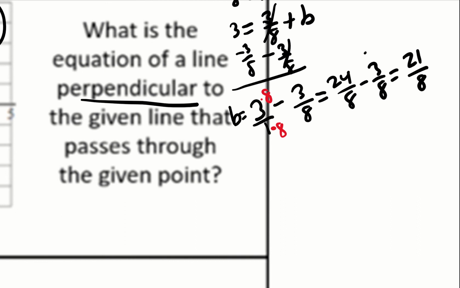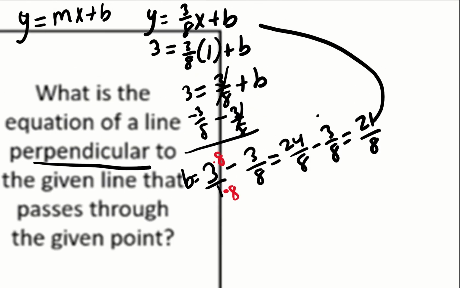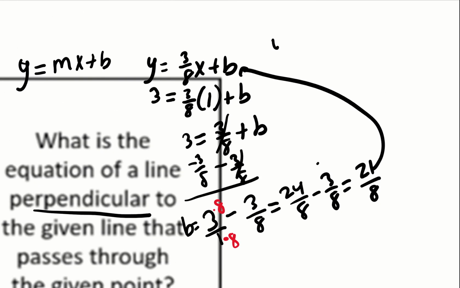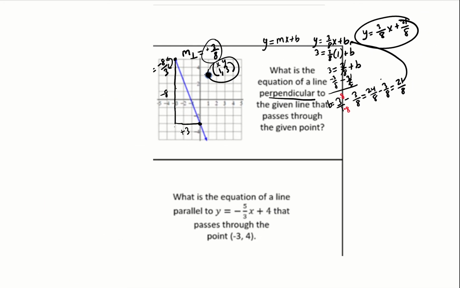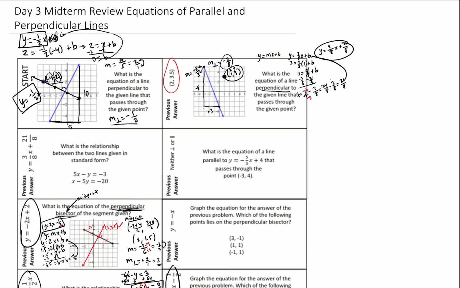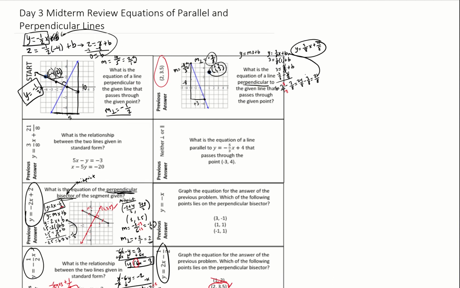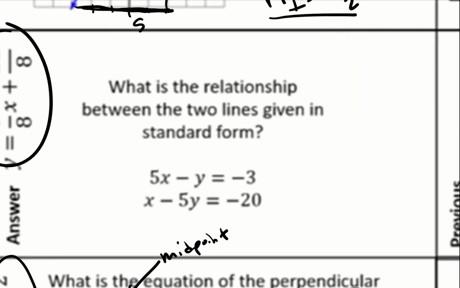So that's going to be my fraction. That's my b. b is 21/8. So I can replace this with 21/8, left with y equals 3/8 x plus 21/8. Let's double check that to see if that makes it. That's actually one of the solutions here. Looks like this solution here. So let's go ahead and finish this problem up.